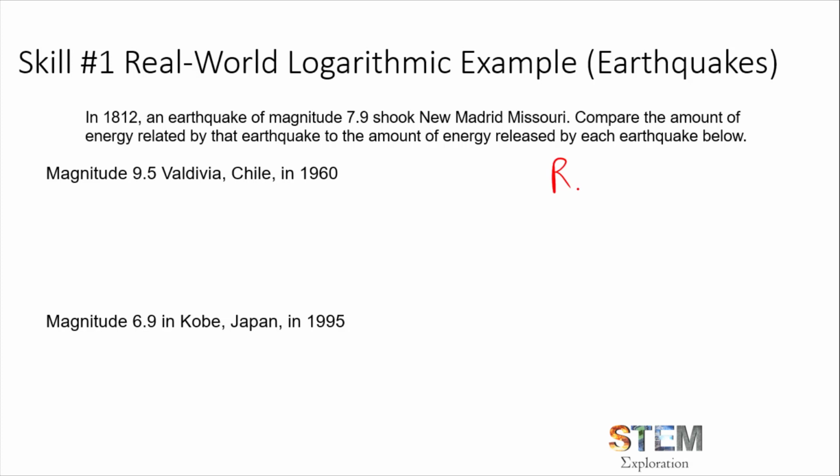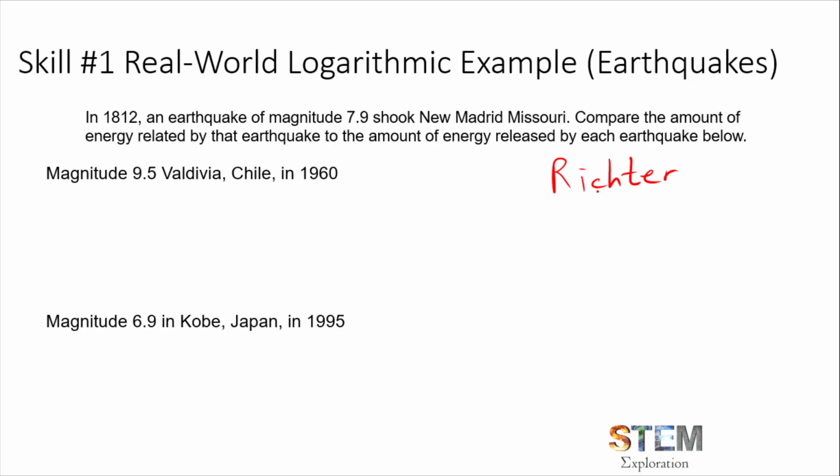We use something that's referred to as the Richter scale. Okay. And all the Richter scale is a logarithmic model. The nice thing about a logarithmic model is that if you take a number like 7.9 for an earthquake that happened in New Madrid, Missouri, what you can do is take relatively huge numbers and make them a lot smaller. You can make them very comparable.